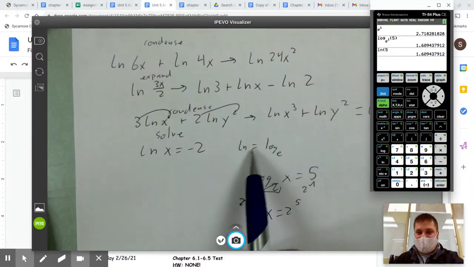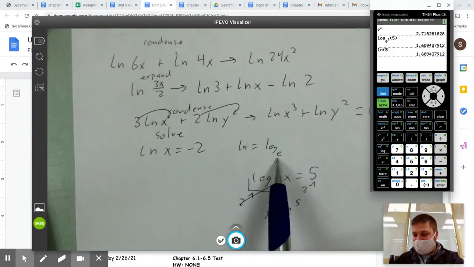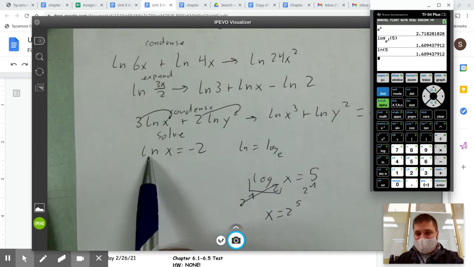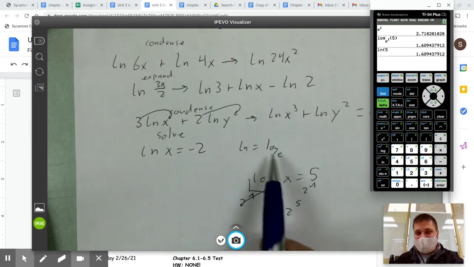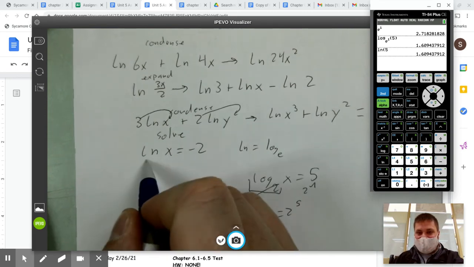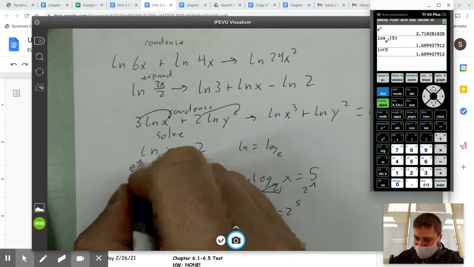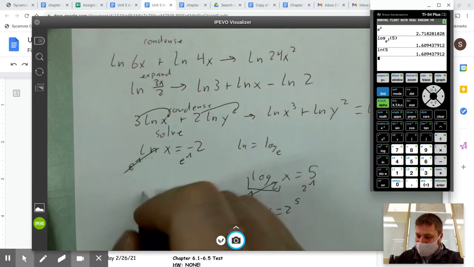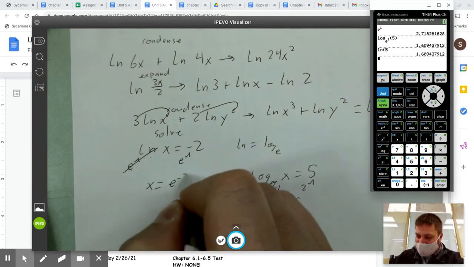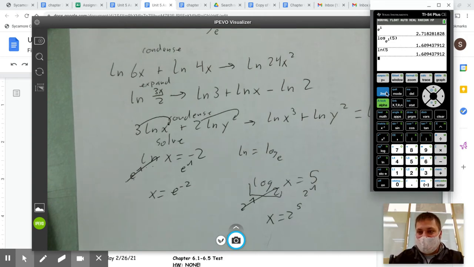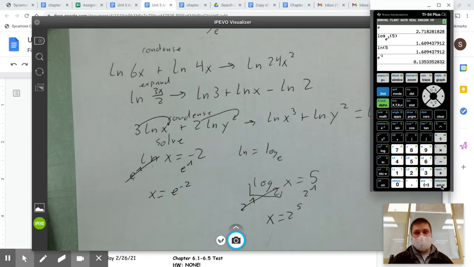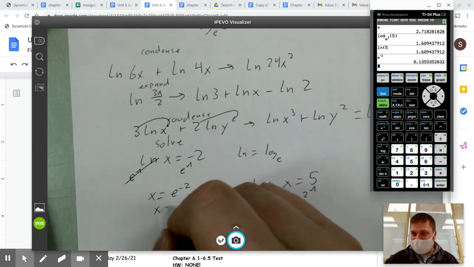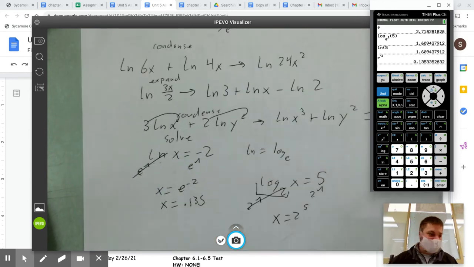So remember that ln is log base e. If I want to cancel out an ln, the opposite of ln is e. So to cancel out an ln or log base e, I do e to the power of. So e to the power of ln is gone, and I have x equals e to the negative 2. I could type that in my calculator, using second and the ln button to get e to the negative 2 power, and I'd be done right there. So x would equal 0.135.